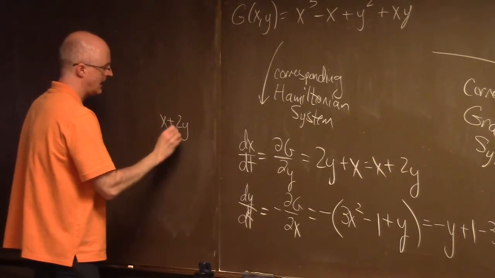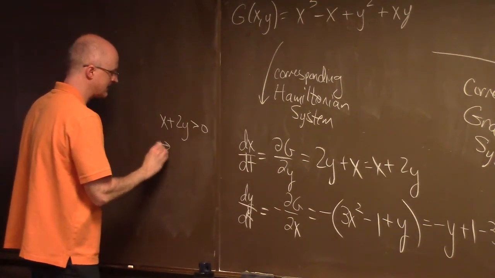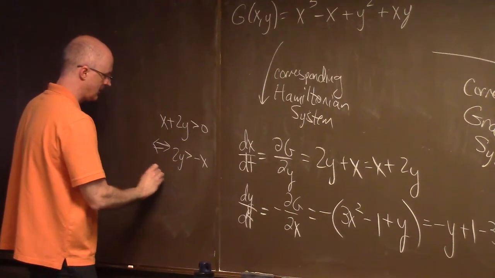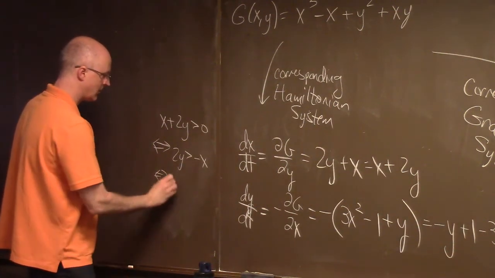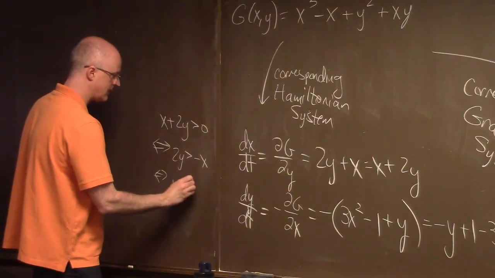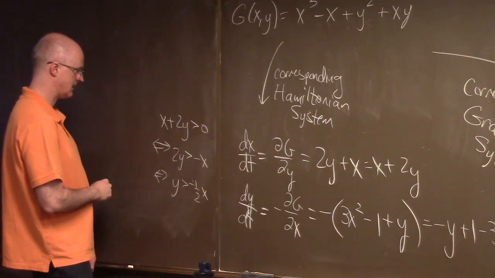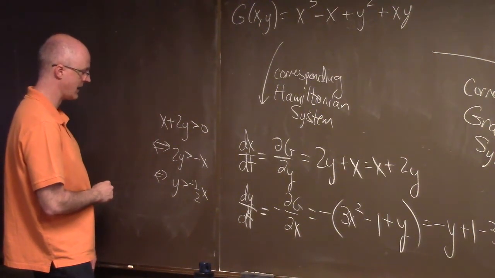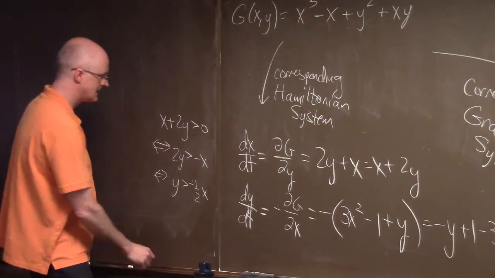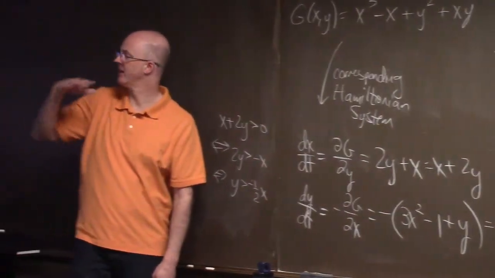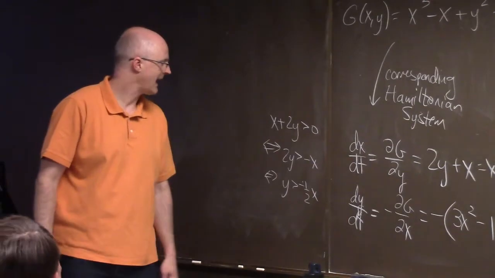X plus 2y being positive, that's equivalent to 2y being greater than negative x, which is equivalent to y being greater than negative 1/2 x. Right? Not making a mistake there. No multiplication by negative numbers, so the inequality stays the same direction. So if we're above the cyan line, above the line with slope of negative 1/2, that's when dx/dt is positive.